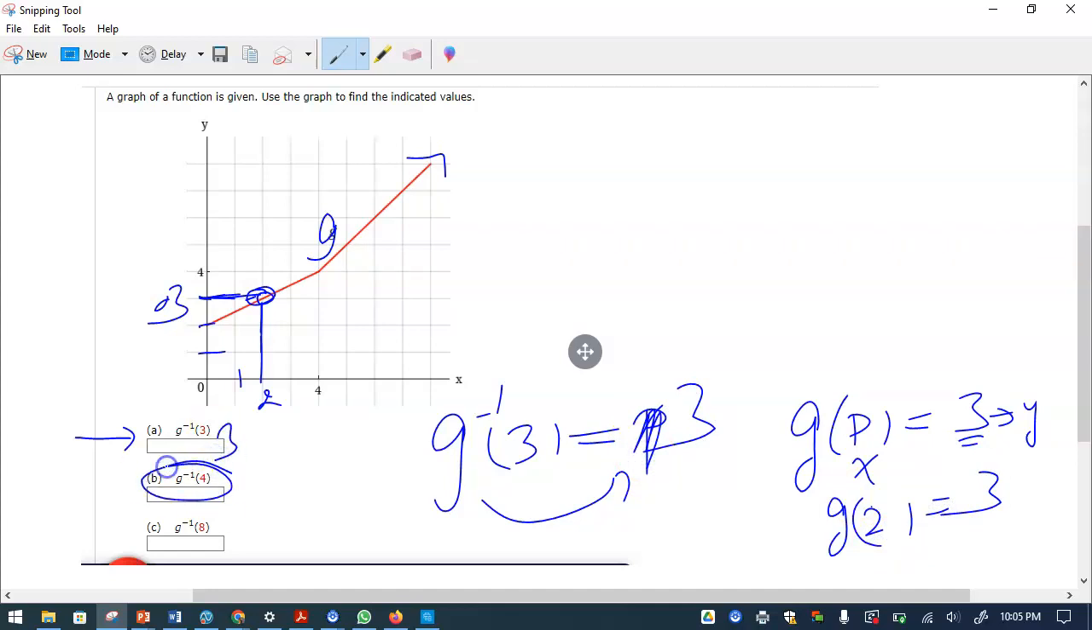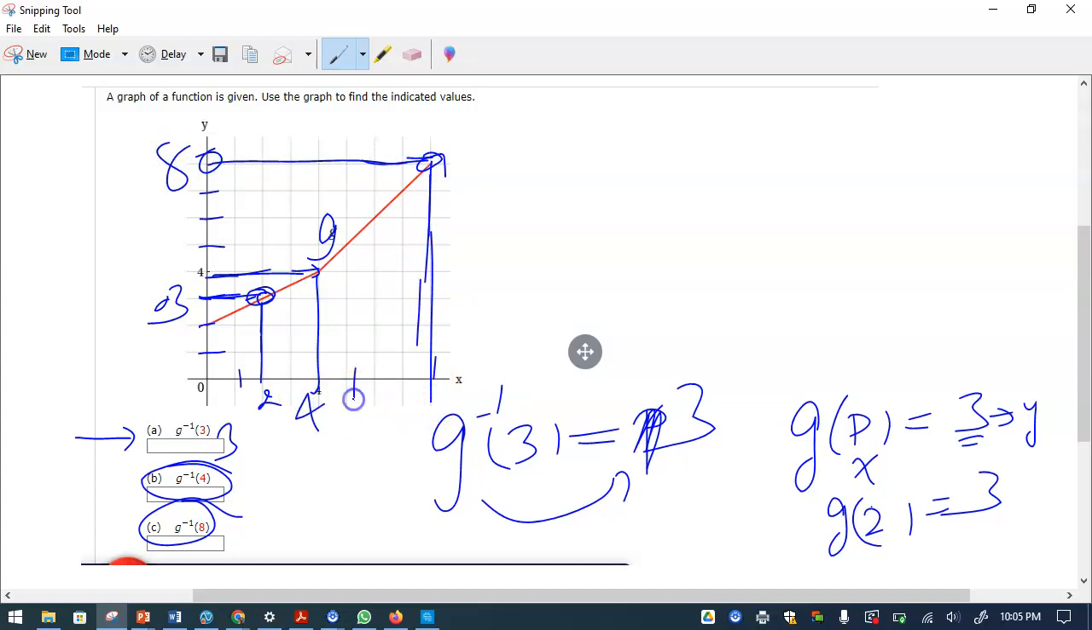So if they ask you this, then you go, and if you get the answer, what is g inverse of 8? So all the way 4, 5, 6, 7, 8. That's 8. So you go all the way here, and you can see that is, this is 4, 5, 6, 7, 8, and you're done.